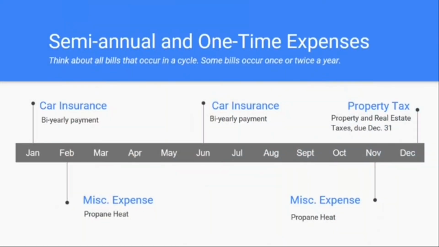Then we need to think about these other periodic expenses. So these are our semi-annual and our one-time expenses. And we'll want to think about them occurring in a cycle. Some bills occur once or twice a year. For example, my car insurance comes due in January, and then it comes due in June. So I pay it twice a year. But my property and real estate tax, I pay at the end of December.